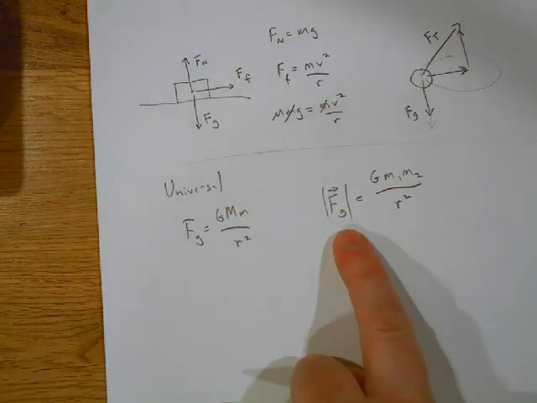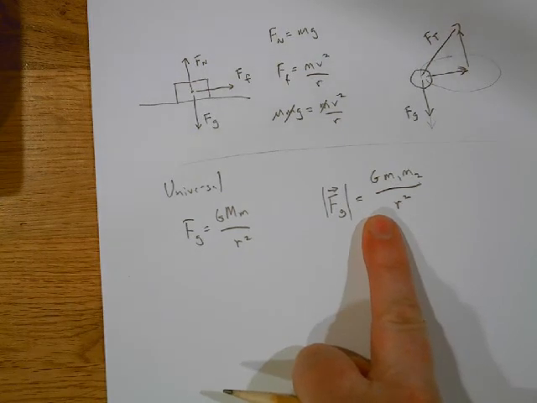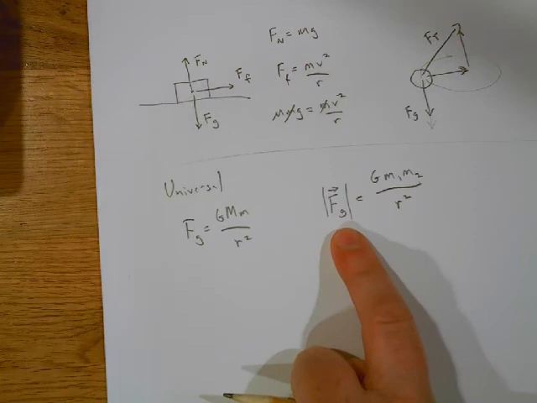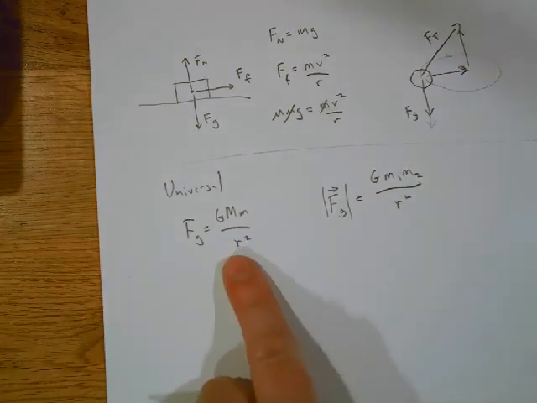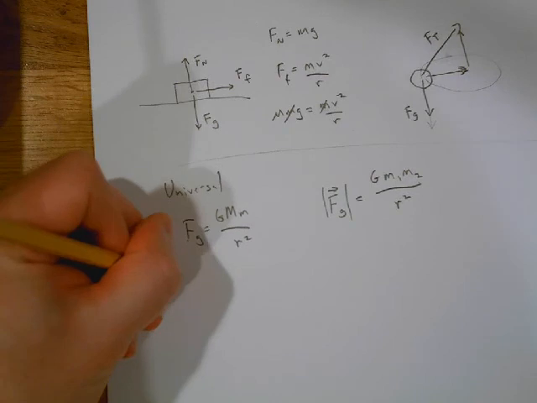This is the College Board's way of saying, hey, you know what? This is a lovely equation. Remember, anytime you see these absolute values, that's the College Board saying, use this equation to find the magnitude, but not to find the direction. How do you find the direction? You draw an FBD. Okay.